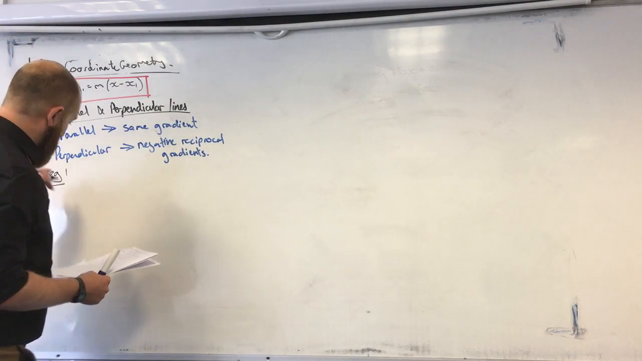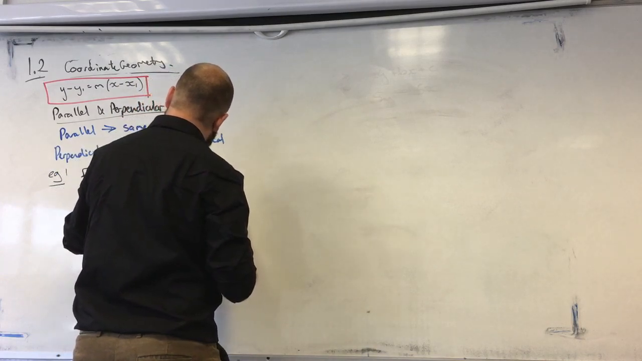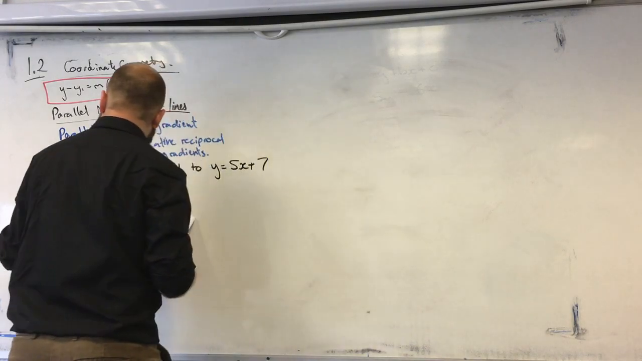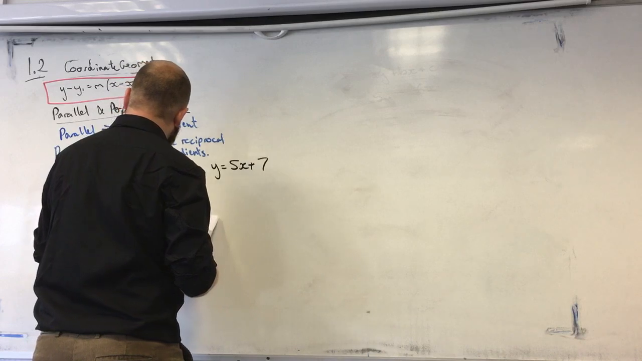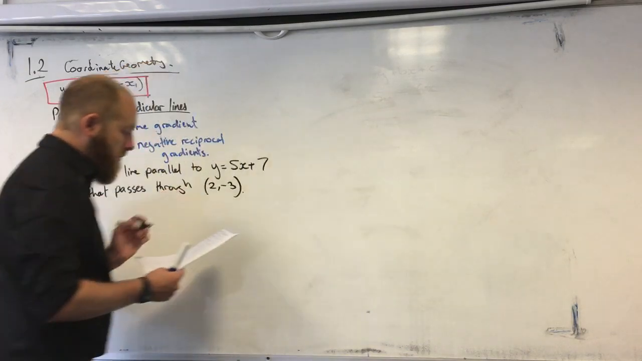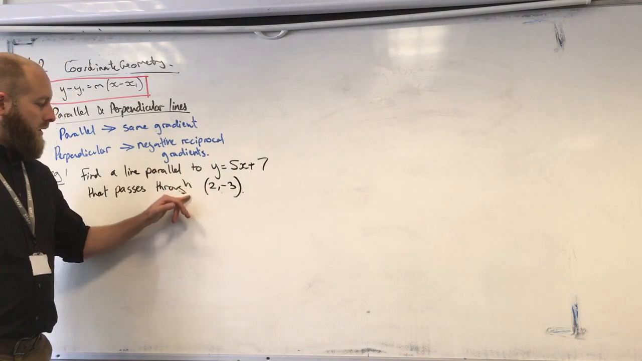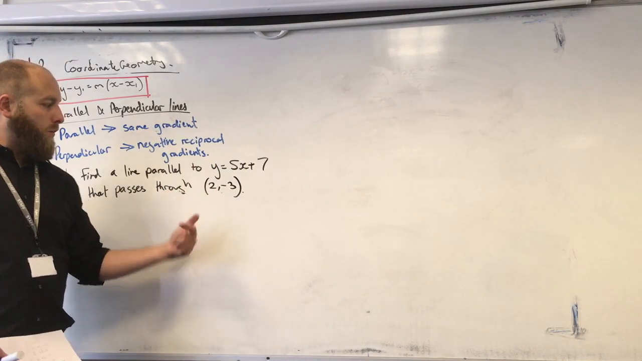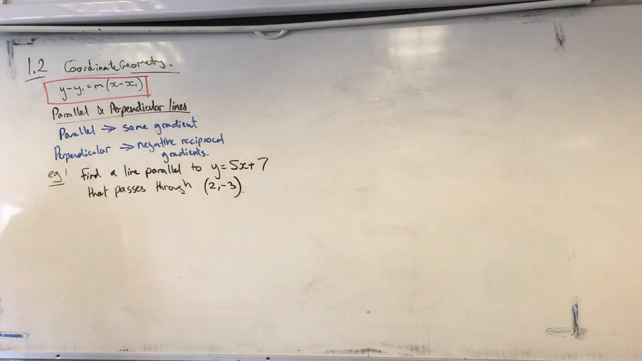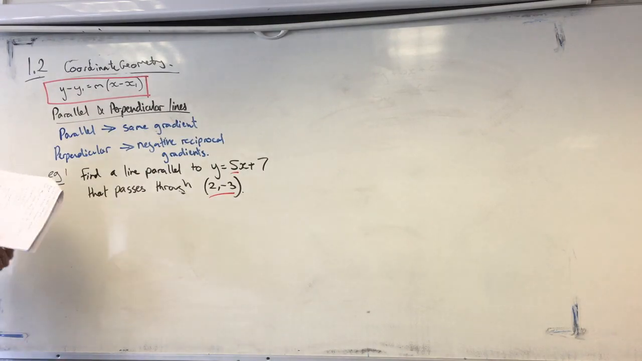So example 1. Find a line parallel to this one that passes through this point. Remember, to find the equation of a line, you need a point and you need a gradient. We've got the point, we now need to analyse this line to find its gradient. You should be able to spot the gradient is 5, and there's our point. And when you've established that, it's just like one of the questions we were doing earlier on today.